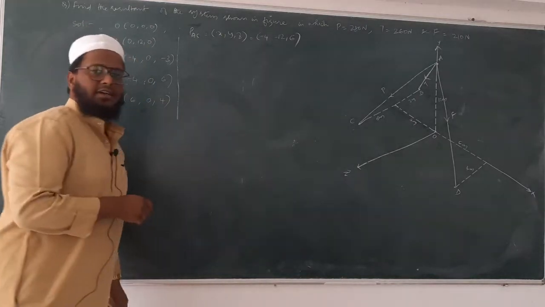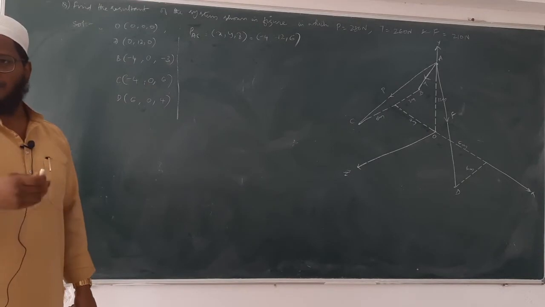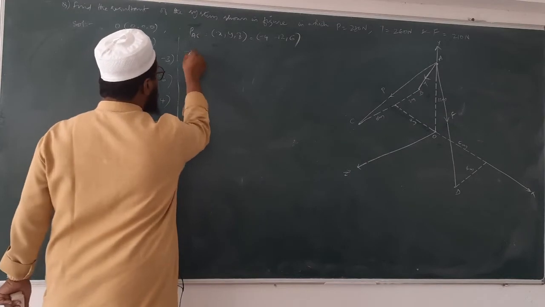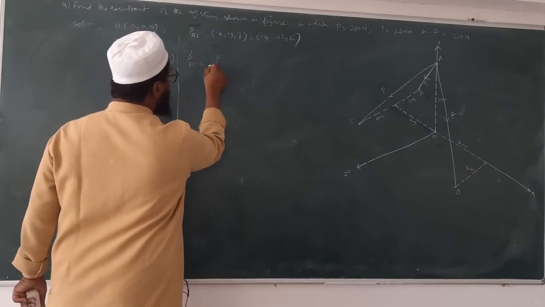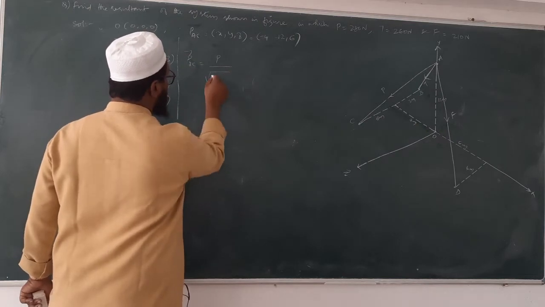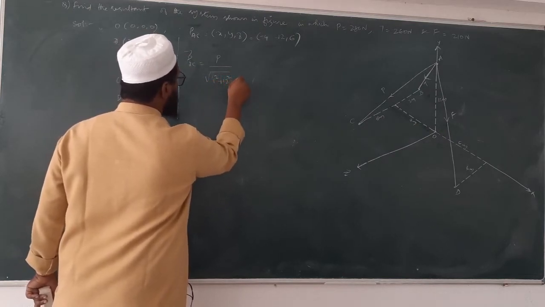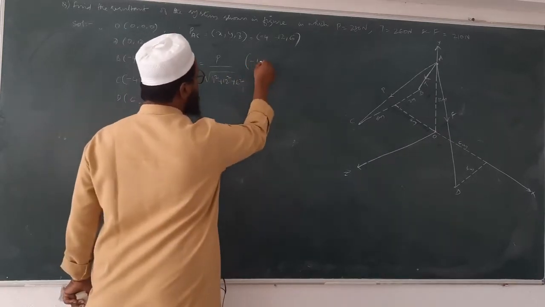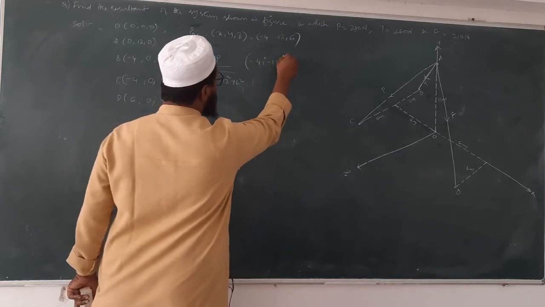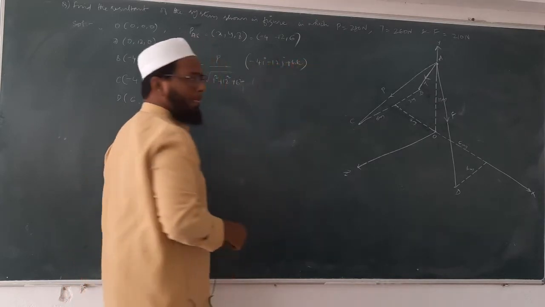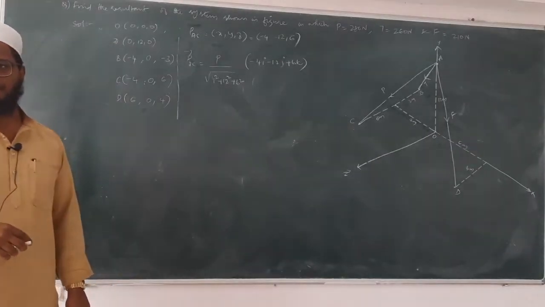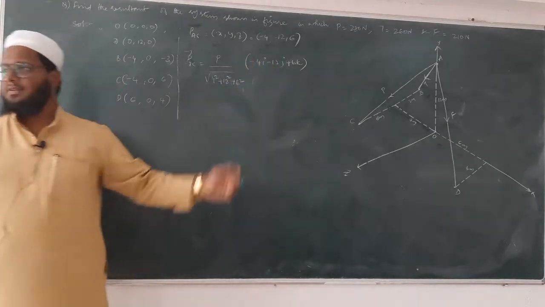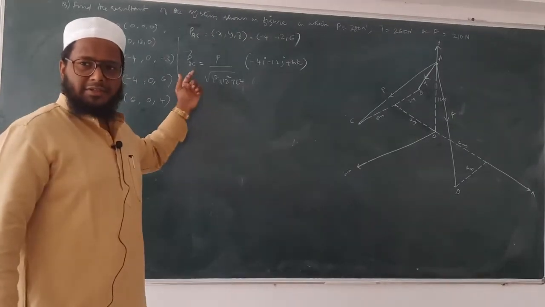So shall we calculate the vector for AC, force P? P from A to C is P by under root 4 square plus 12 square plus 6 square, into minus 4i minus 12j plus 6k, right? Understood this one? The same thing we are doing which we have done in the previous problem. So just calculate and tell me this value.